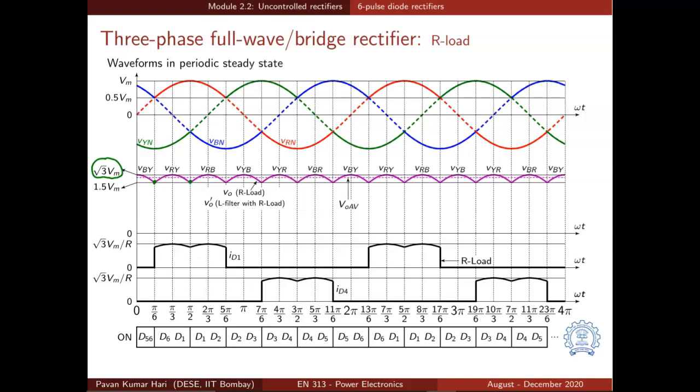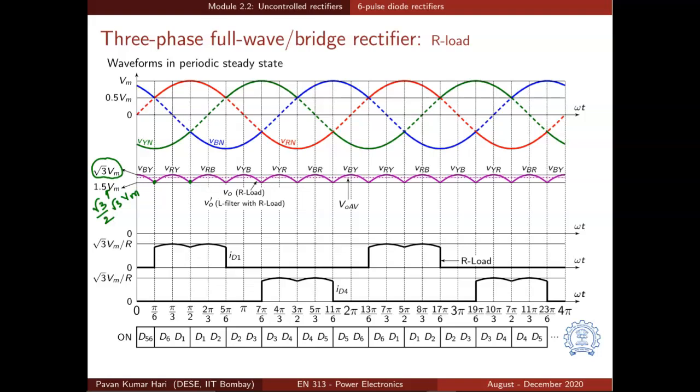And what is the minimum value of output voltage in the case of a resistive load? In the case of resistive load, the minimum value of output voltage will be √3 by 2 times √3 Vm, and that is what is this 1.5 Vm. So it is again from the 30 degrees angle.